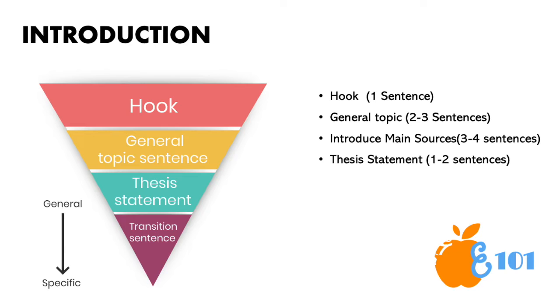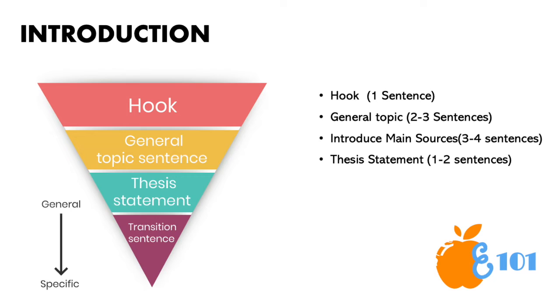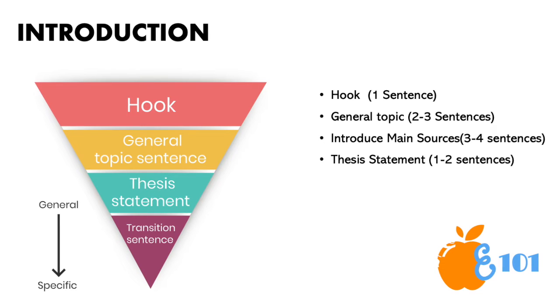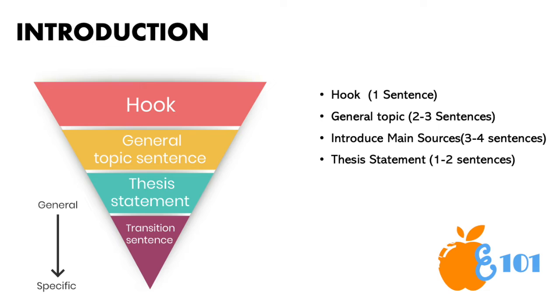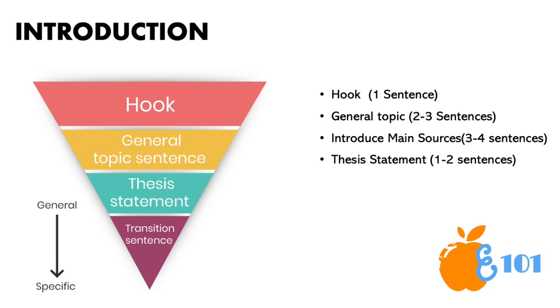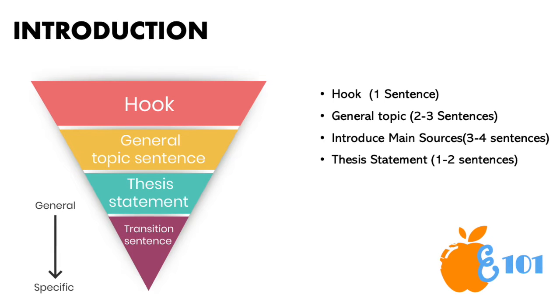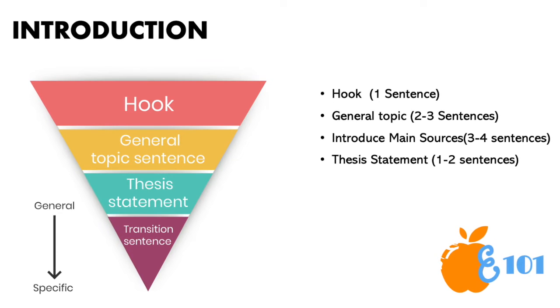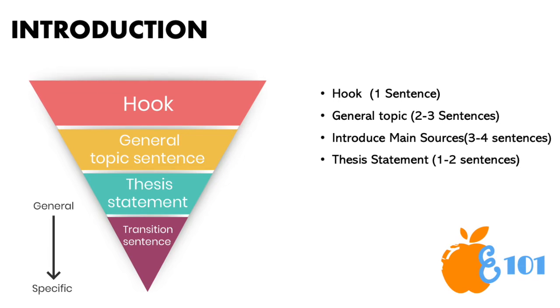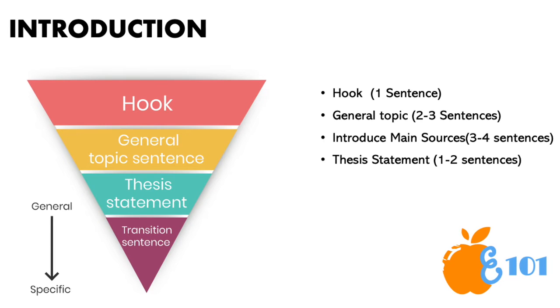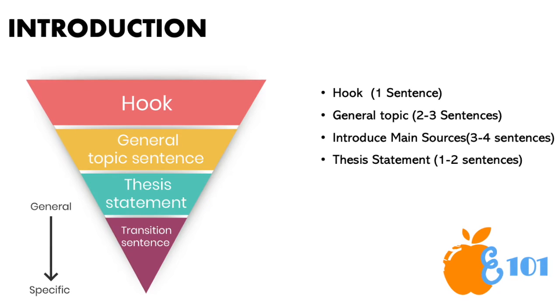Then after that, we move to introduce our main sources. In every essay, there are going to be one or two sources that we're going to use the most. So in the introduction, we have to first introduce the author and the title of the essay, article, book, anything that we're using, and then we have to give a brief summary about it. This is really important because throughout the essay we might use quotes or paraphrase, so our readers are gonna know where we are getting this information from already.